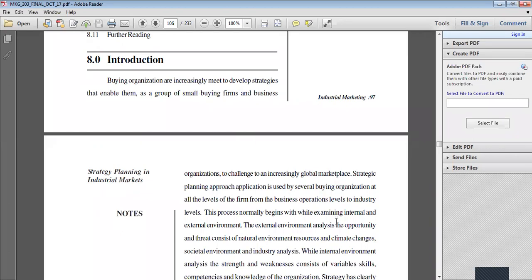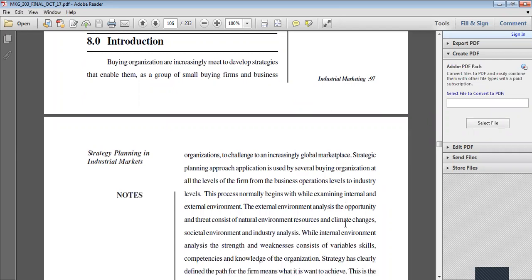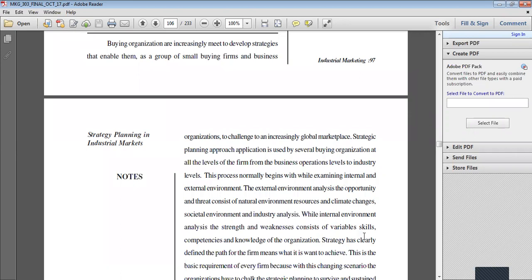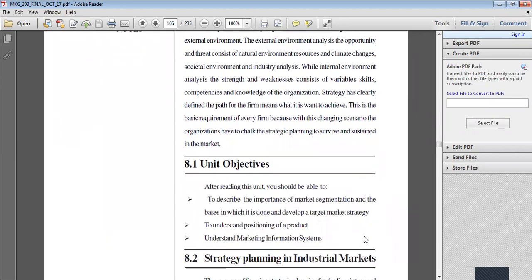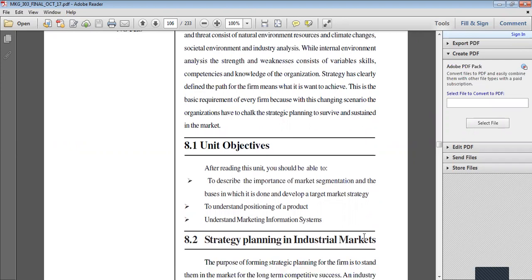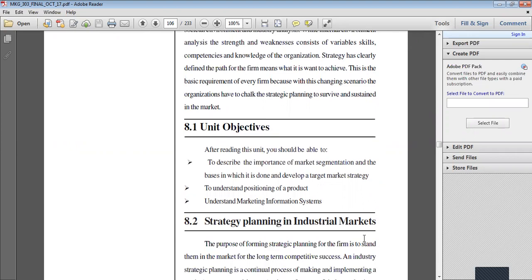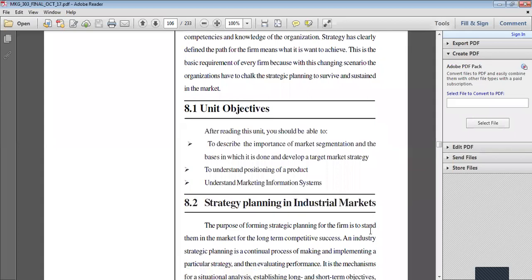This process normally begins with examining the internal and external environment. The external environment covers resources and climate change, society, environment, and industry analysis. In this unit, the main objective is to describe the importance of marketing segmentation and the basis on which it is done, and develop a target market strategy. Second, to understand positioning of a product. And third, to understand the marketing information system.